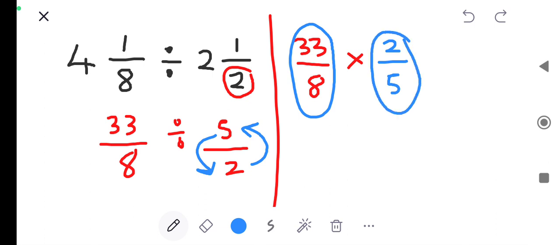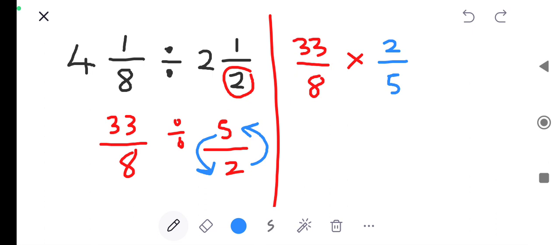Check the diagonal. Apart from 1, there is a number that can divide both 8 and 2, and that number is what? 2. So we are dividing by 2. 2 divided by 2 is 1. 8 divided by 2 is 4. Check the second diagonal. Apart from 1, there is no number that can divide both 33 and 5.